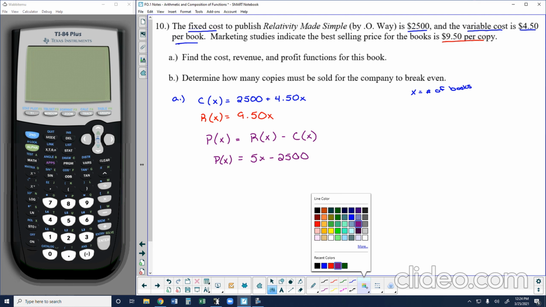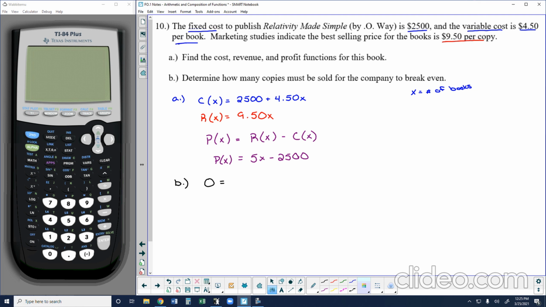So essentially what we have here is the arithmetic of two functions. We subtracted the two of them. Now, to find out how much the company must sell to break even, we assume profit is going to be 0. So we can let 0 equal our profit. And this is a quick algebraic solution. You could solve it graphically if you want, but it's rather fast algebraically.